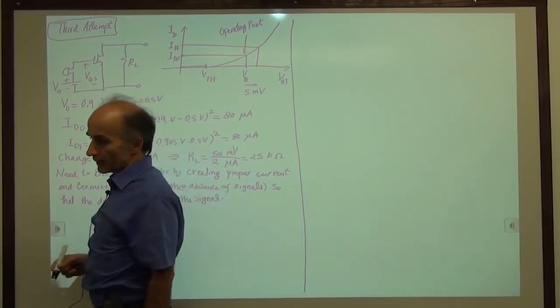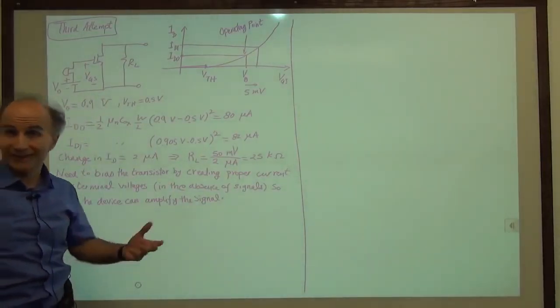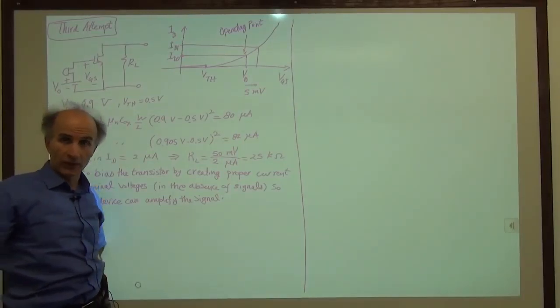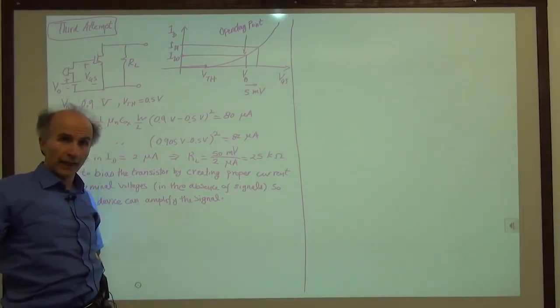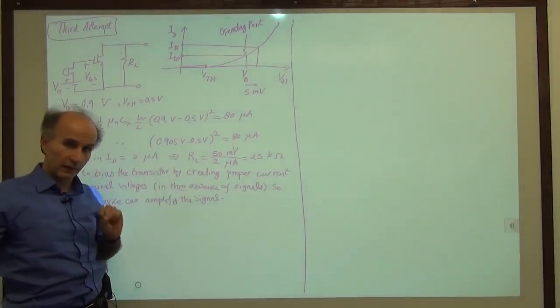Okay, so as you can see, biasing is a critical issue. Without biasing, the transistor is dead, doesn't have any ability to do anything. So we do need to have some bias currents and voltages around the device before the signal comes in.